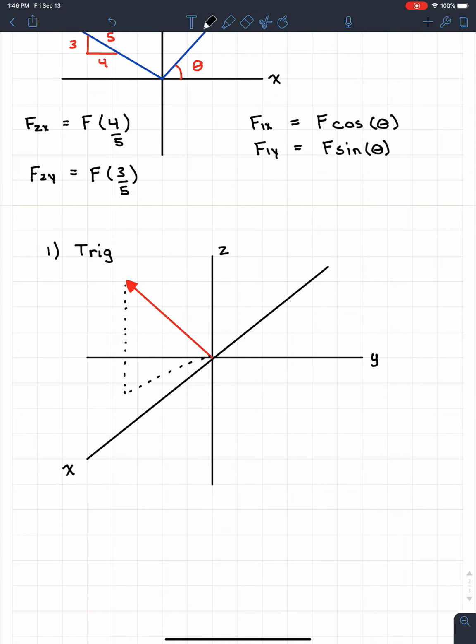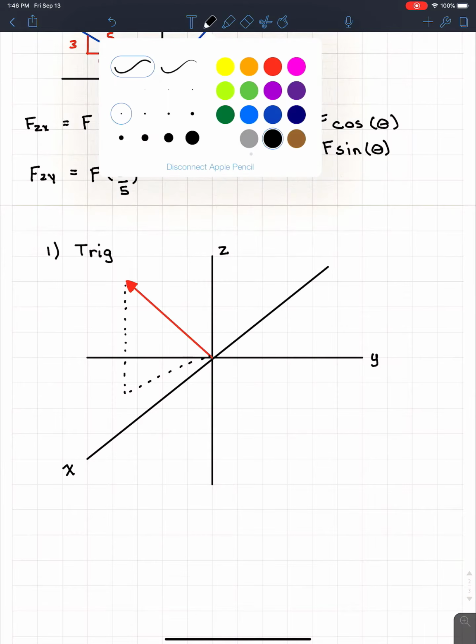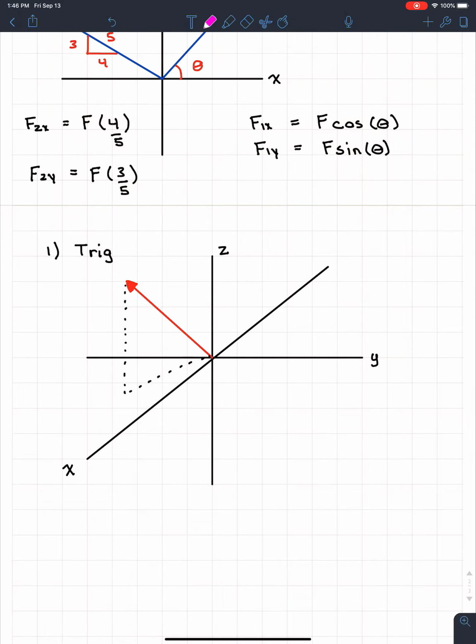So one of the angles is going to be with the vector and the XY plane. Oh, so I drew that wrong. Sorry. One of the angles, I'm going to do it in a different color so it really stands out, is going to be between the vector and the XY plane there. So I'm going to call this theta.